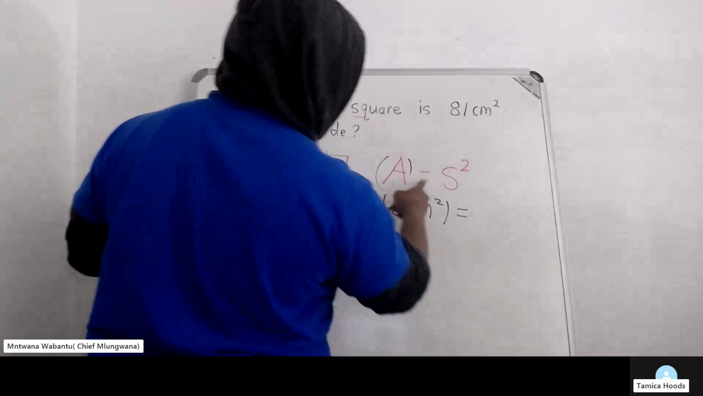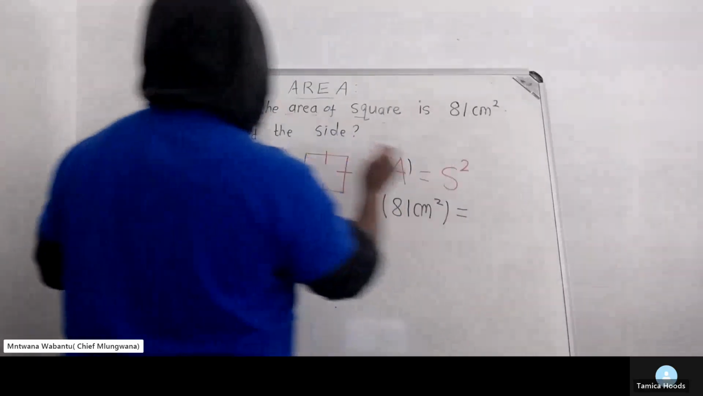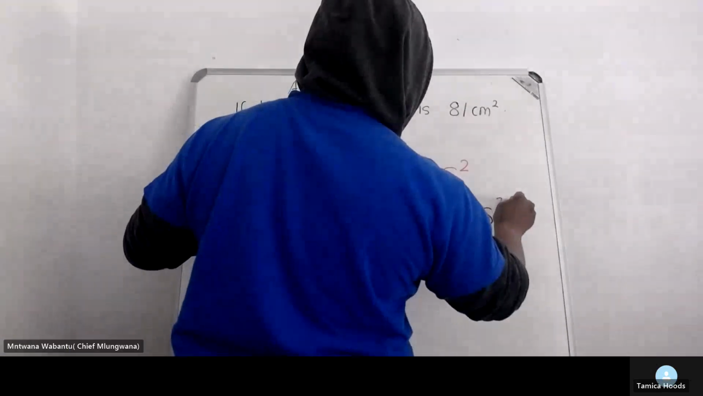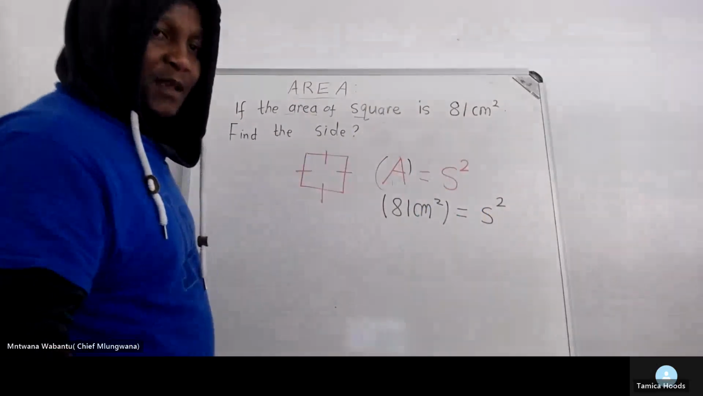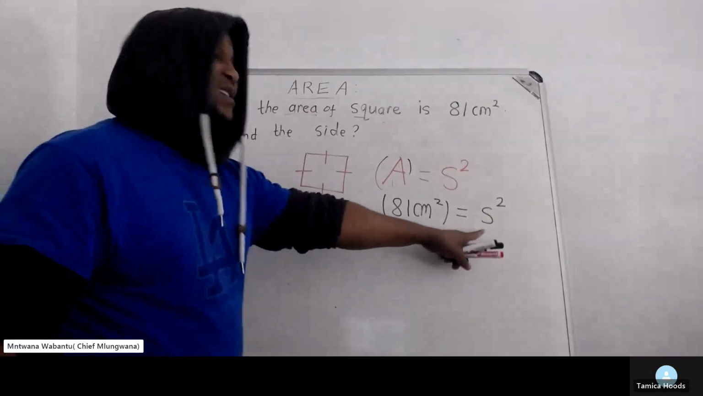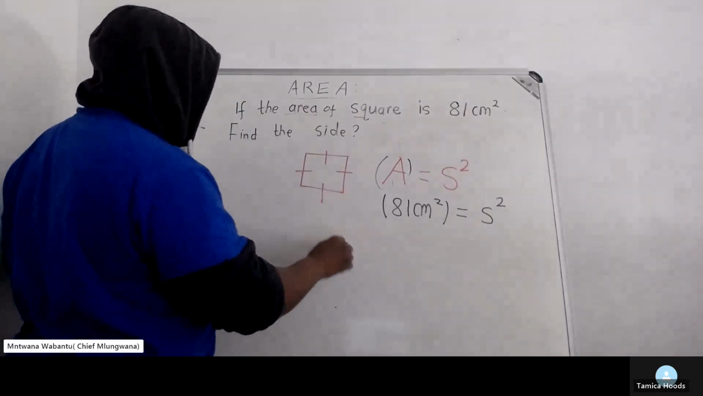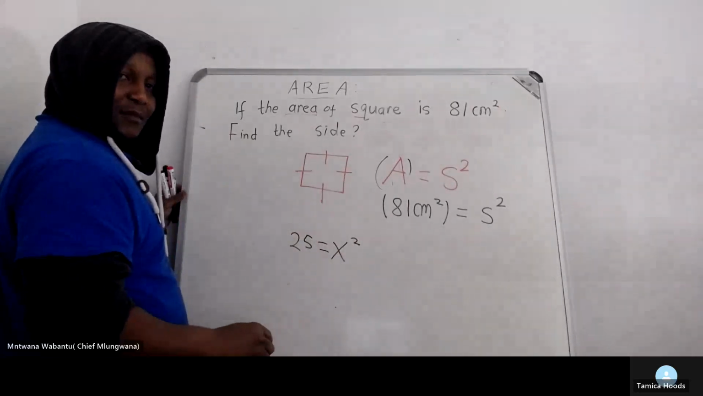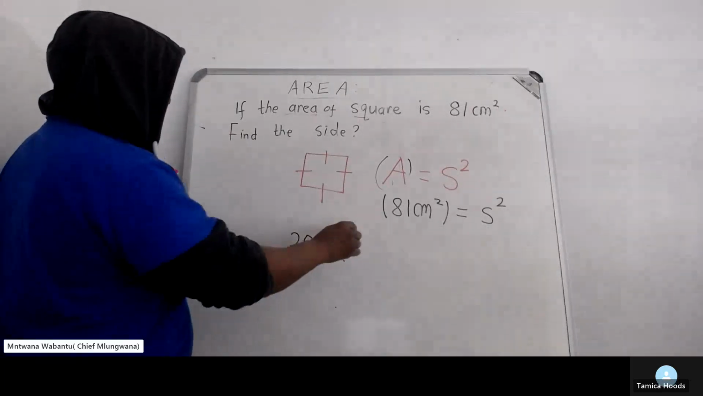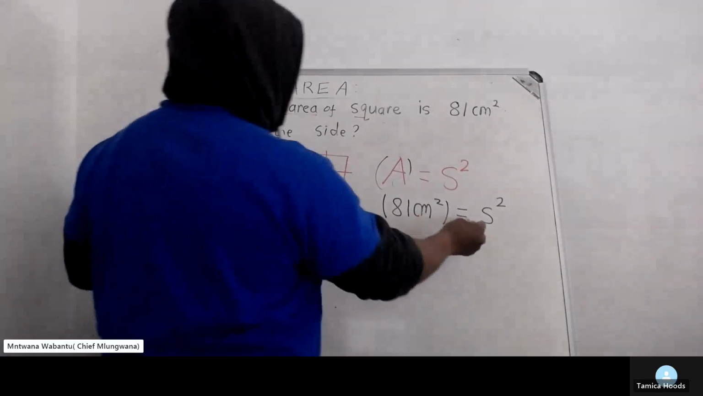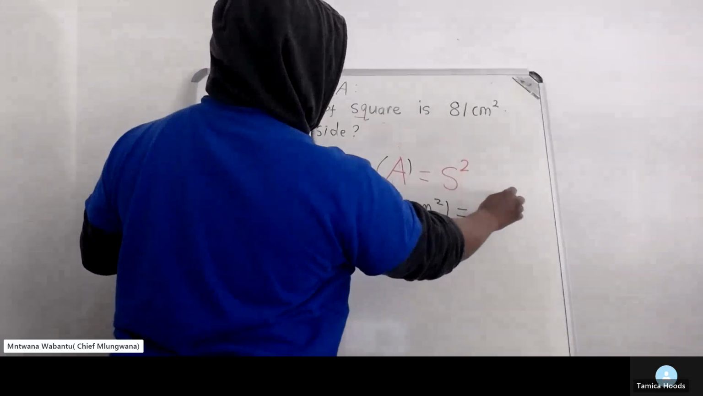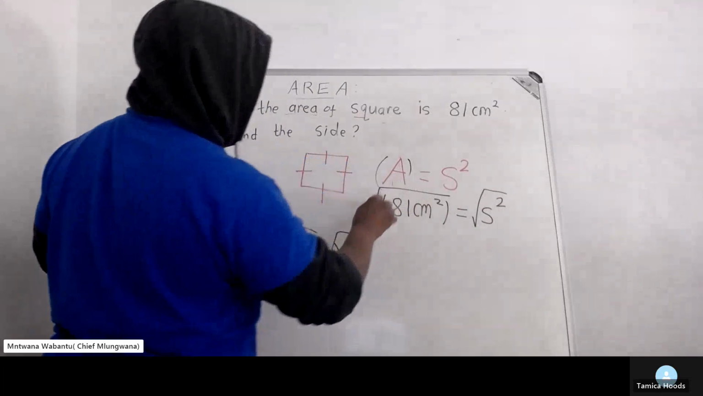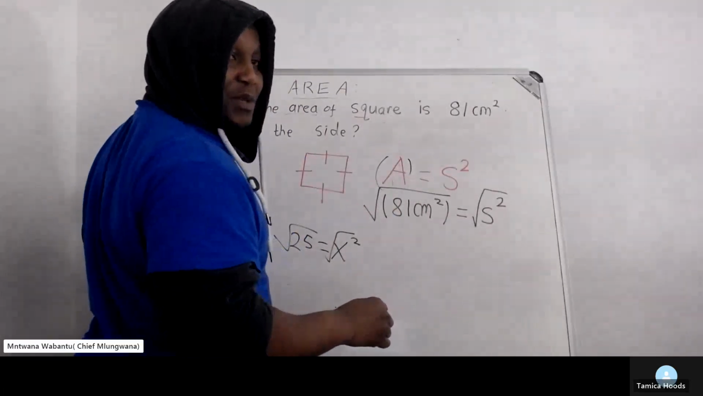And then equals side. Do I have the side? No. So I'm going to say side squared. This says I'm looking for the side squared. It's like somebody gives you x squared equals 25. How do you get x? You square root it. So same here. If I want to get the side, I must square root it. Are you with me?